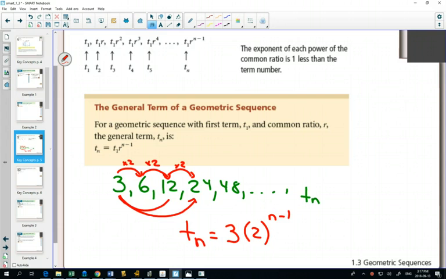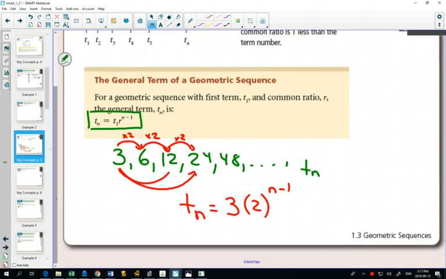So the formula that shows up in your formula book says, if I have any geometric sequence, what was the 3? 3 was my first term. What was the 2? 2 was my common ratio, how much I was multiplying by each time, to the exponent of n minus 1. So we have a formula for arithmetic sequences, and now we have a formula for geometric sequences.